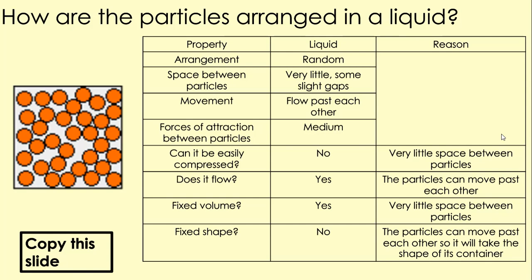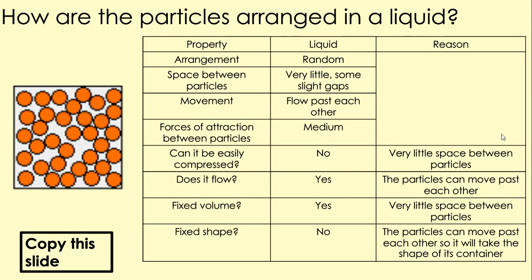So you can pour most liquids. Sometimes they're very viscous and they don't flow very well. If you think about treacle, for example, that's quite viscous, it doesn't flow very well, but it still flows. In terms of volume, it has a fixed volume again. Whether it can be compressed or not, it's got a fixed volume because there's very little space between the particles.